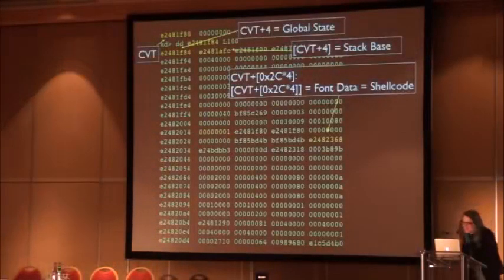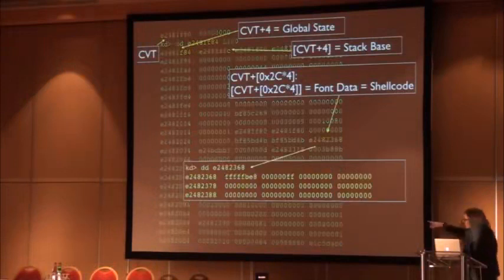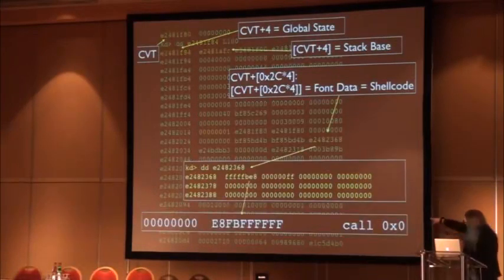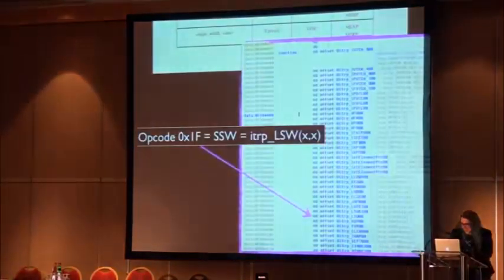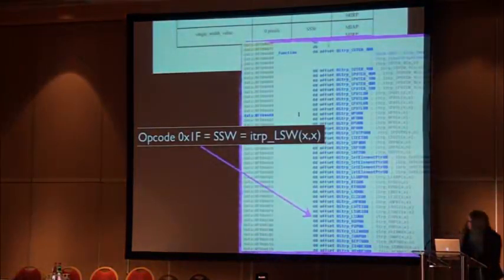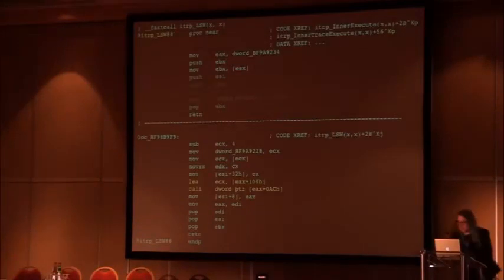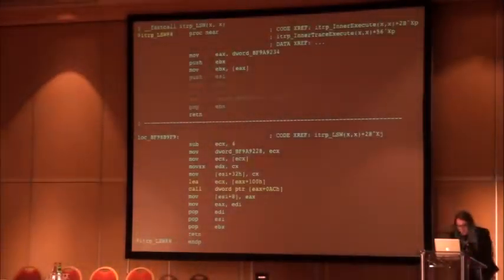It's in the docs. And so there's also this pointer to the shellcode, which is basically the call to itself thing in this particular sample. The other funny thing is the name is different in the debugging symbols. This is SSW in the documentation, but LSW in the actual debugging kernel symbols.